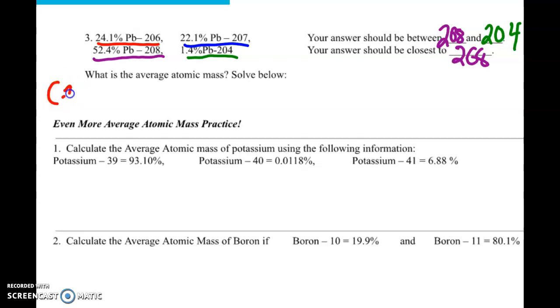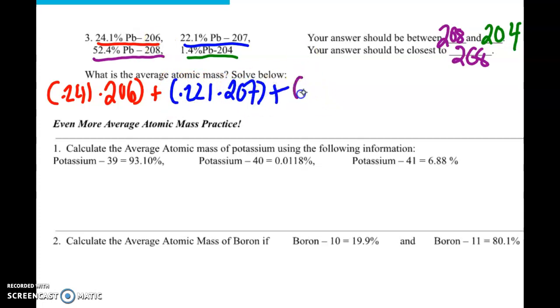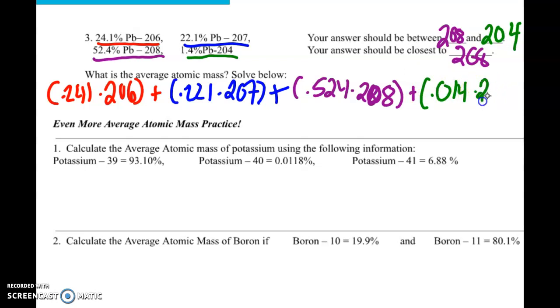So we have 0.241 times 206 plus 0.221 times 207 plus 0.524 times 208 plus 0.014 times 204. Now, I'm not going to take the time to give you each term, but here's the final answer you should get. You should get 207.241 AMU.